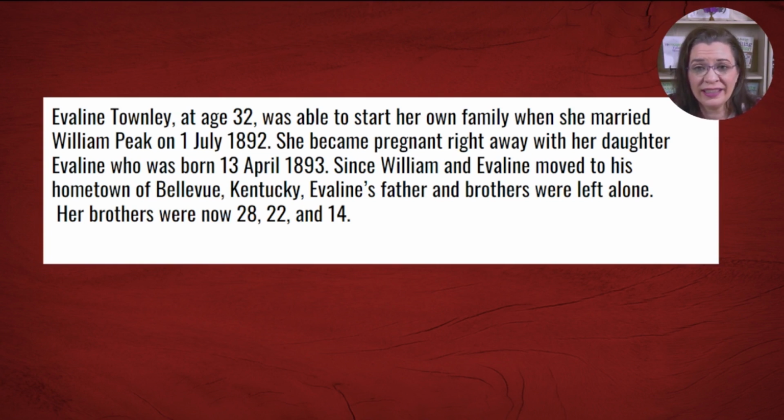Eveline Townley, at age 32, was able to start her own family when she married William Peake on the 1st of July, 1892. She became pregnant right away with her daughter Eveline, who was born on the 13th of April, 1893. Since William and Eveline moved to his hometown of Bellevue, Kentucky, Eveline's father and brothers were left alone. Her brothers were now 28, 22, and 14.